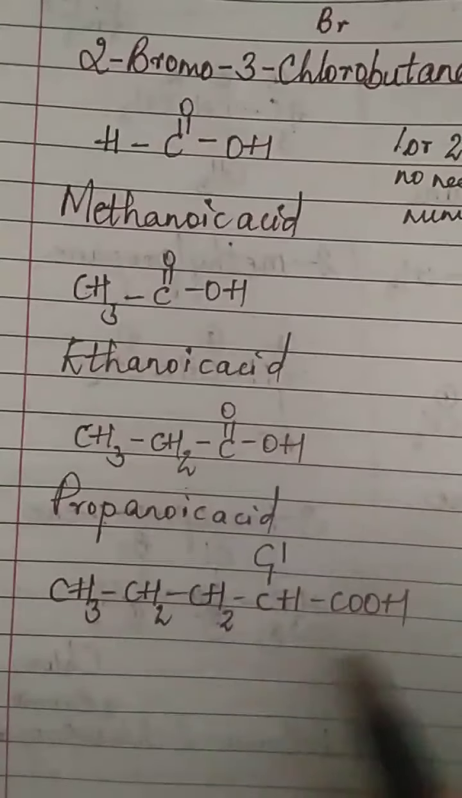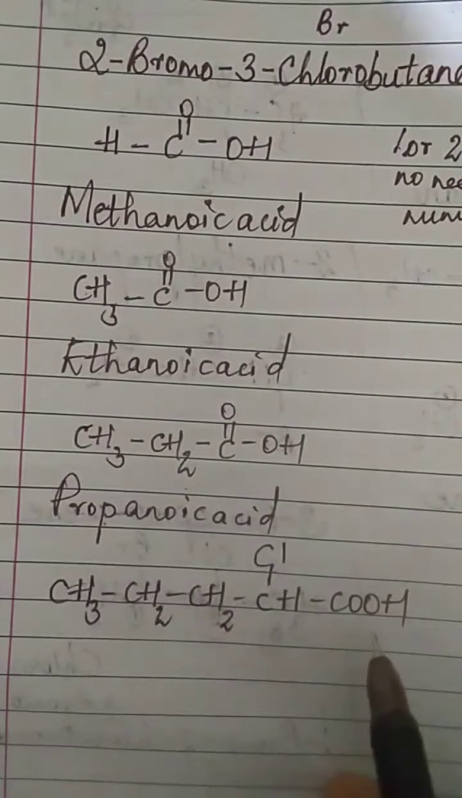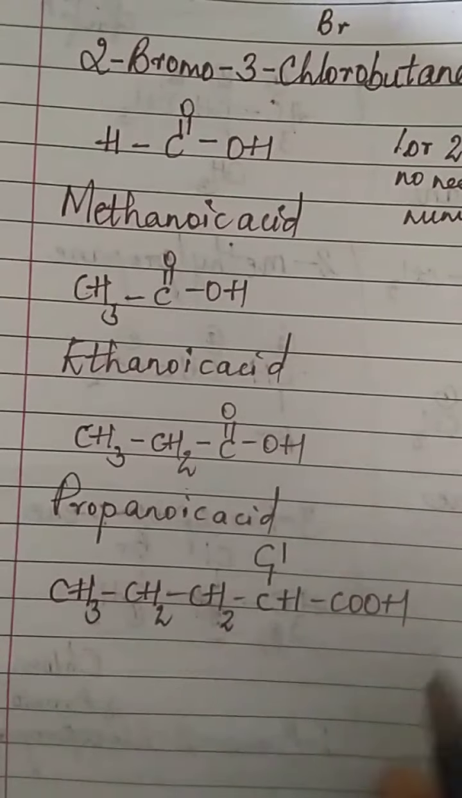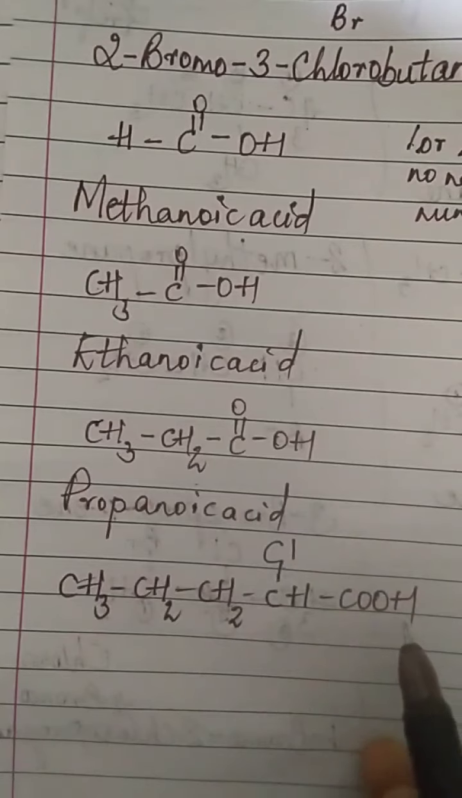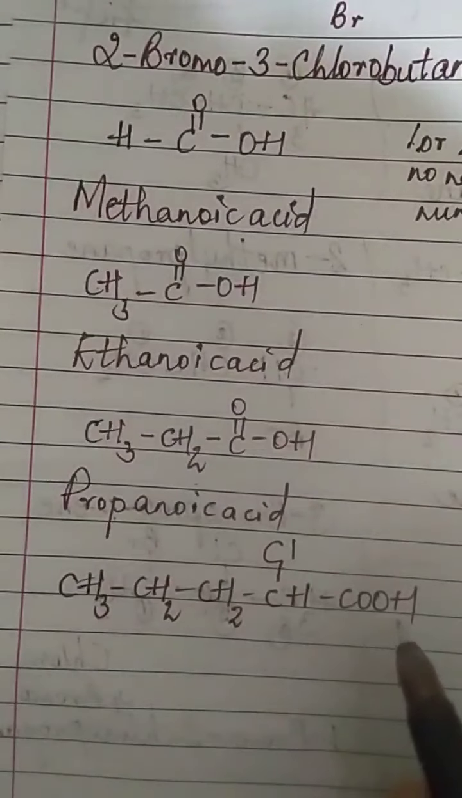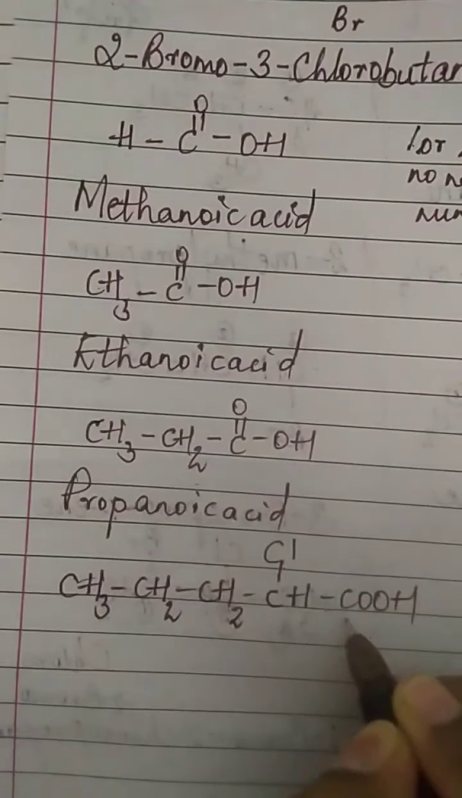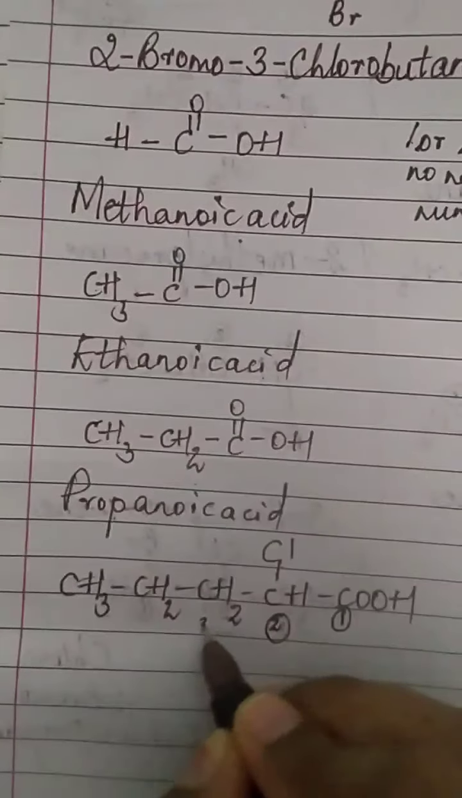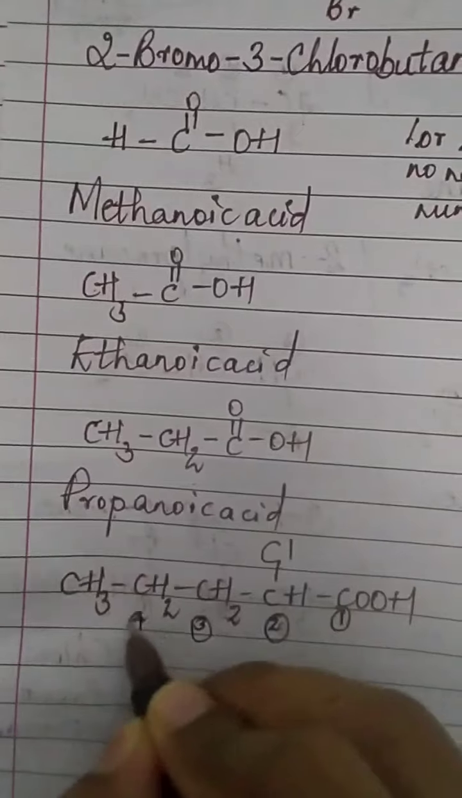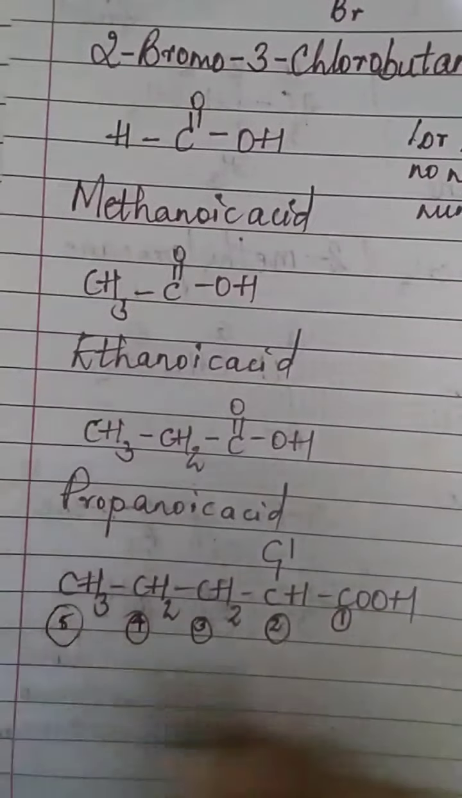Now how will you number it? If you number it this way, COOH, that is the functional group, will get the maximum number. No, we have to give it the least possible number. So we will number it from this end. So this will be first, second, third, fourth and fifth. This way you will number it.